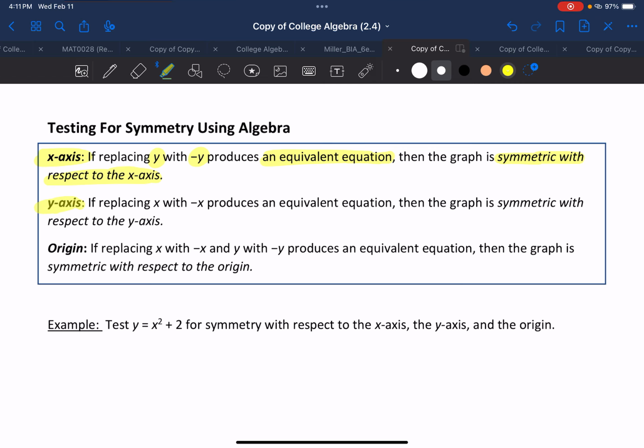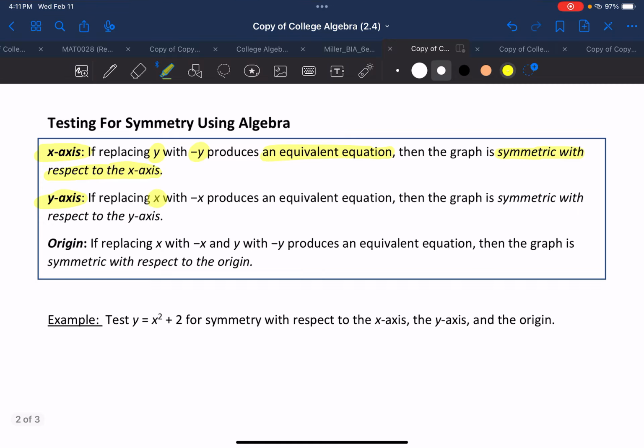And then for the y-axis, to test for symmetry about the y-axis, our x values are changing if it is symmetric with respect to the y-axis. So I'm going to replace my x in the equation with negative x, and if that produces an equivalent equation, then it will be symmetric with respect to the y-axis. And then finally, to test for symmetry about the origin, we replace x with negative x, and we replace y with negative y. So we have to replace both. And if that produces an equivalent equation, then the graph will be symmetric with respect to the origin.